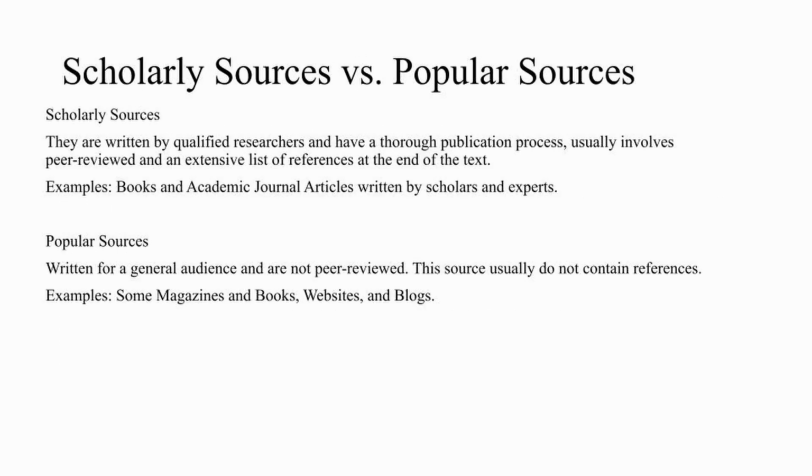Scholarly sources versus popular sources. Scholarly sources are written by qualified researchers and have a thorough publication process, which usually involves being peer-reviewed and has an extensive list of references at the end of the text. Examples: books in academic journals, articles written by scholars and experts. Popular sources are written for a general audience and are not peer-reviewed. This source usually does not contain references. Examples: some magazines and books, websites and blogs, like Rolling Stone magazine, would be a popular source.